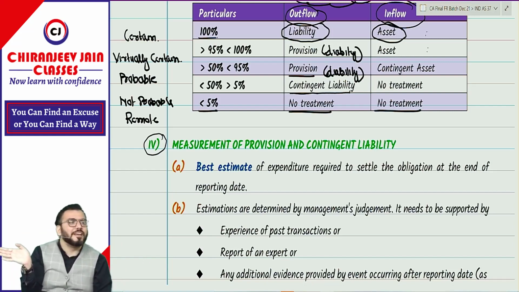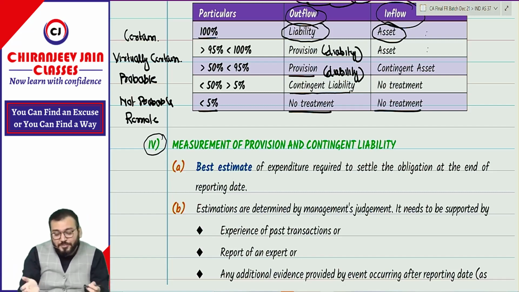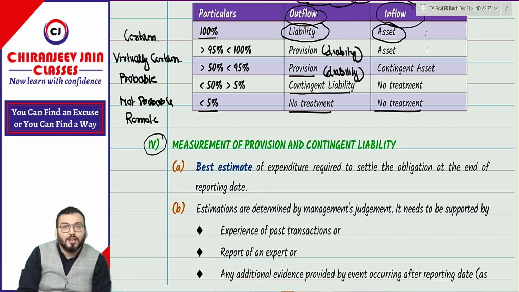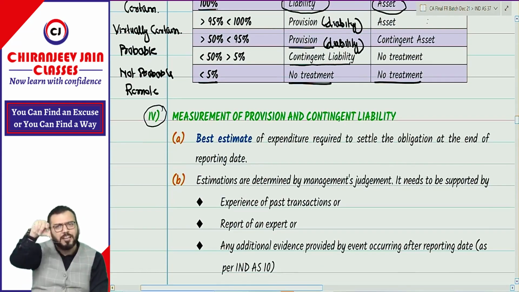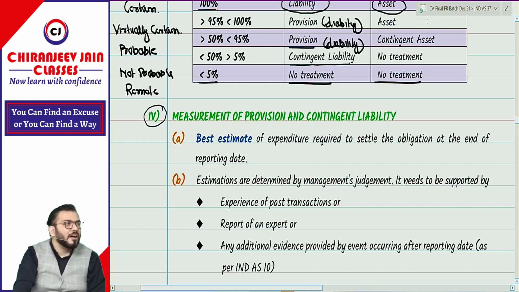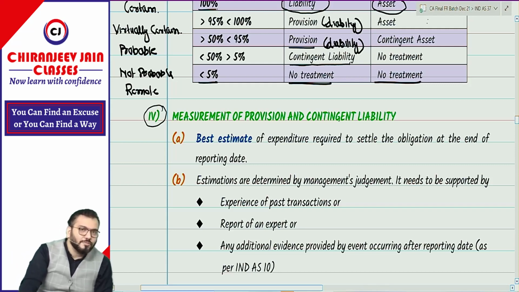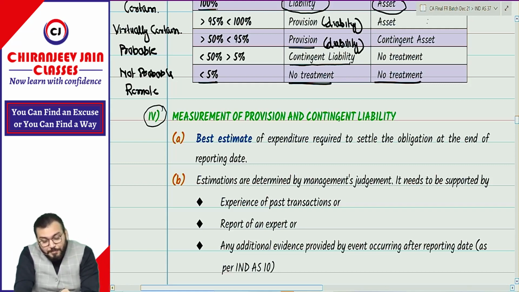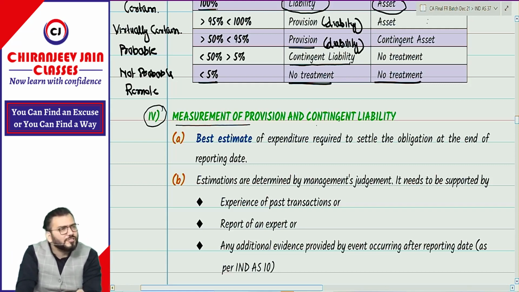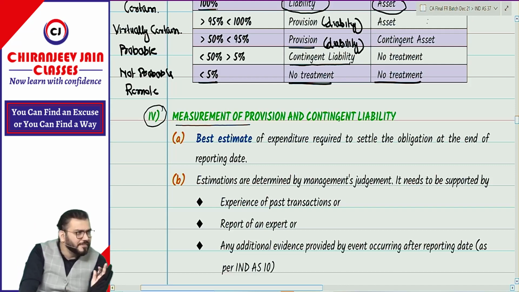The same rules were given where? Under AS 29, but under Inter, normally I have seen teachers don't discuss this. I don't know why. Maybe because the institute doesn't ask questions from this topic. Have you done the measurement principle under AS 29? Hello, yes or no? I think no. But it was given under AS 29. Correct? So what they said, measurement of provision, and of course contingent liability also requires measurement.